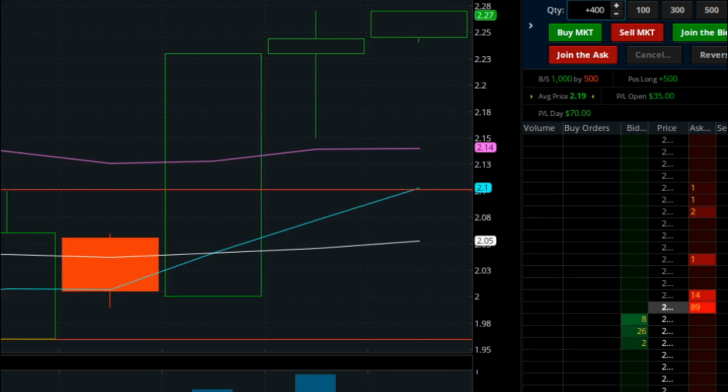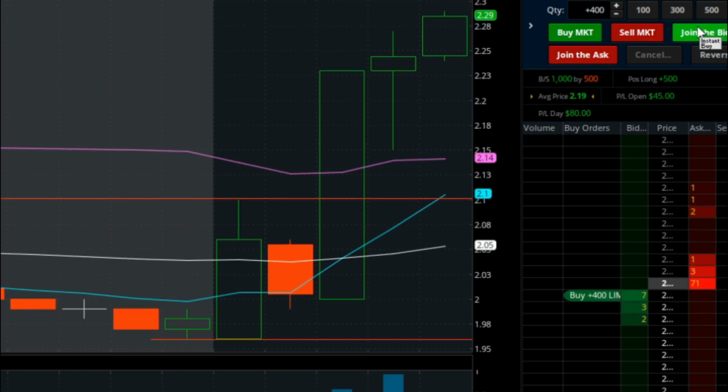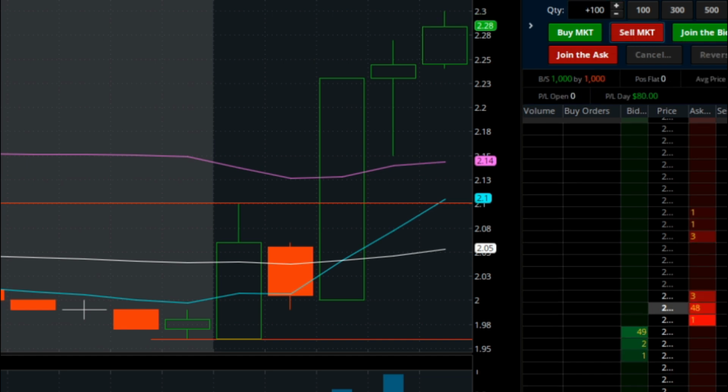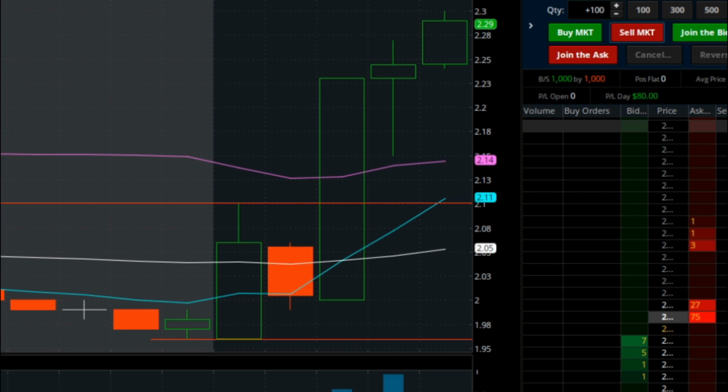Pushing up some more, and we can get out the rest there at exactly, oh wait, we're still holding 100 shares. But yeah, we can get out the rest there at exactly 2.28. So again, we got 9 cents of risk, 9 cents of reward, and it works almost every single time. Anyways, team, that's it for this video.